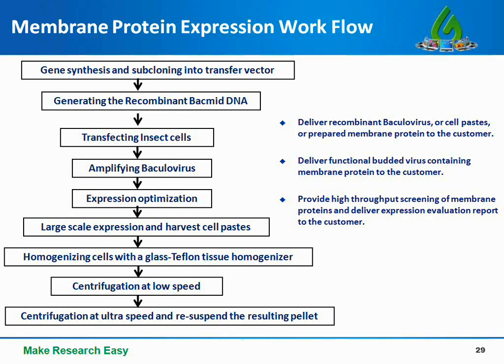After the expression, the cells are harvested and homogenized, and the membrane is collected by centrifugation. GenScript membrane protein services can deliver you either purified membrane protein or cell paste or recombinant baculovirus. We can also help you with high-throughput screening of membrane proteins and deliver you the expression evaluation report only, whichever you need.